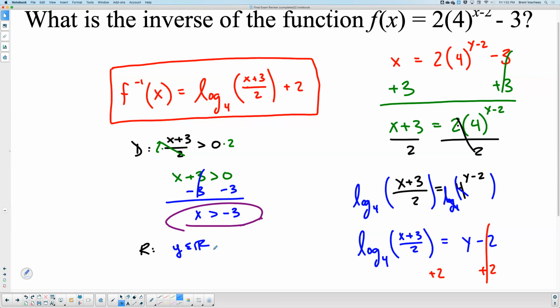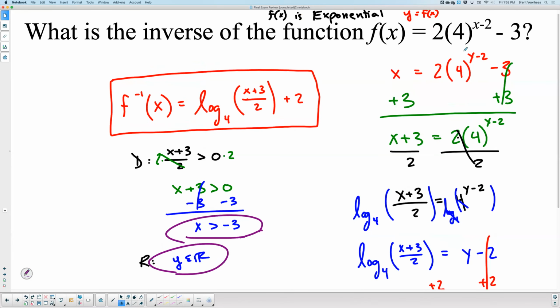All reals. Okay, could you at this stage, without doing any more math work, state with confidence what the domain and range is of the exponential up here? Yeah, we could. What's the domain of the original function? All real numbers. We just switch x and y. It'd be all reals. Since this one's range is all reals, the original function's domain is all reals. What would the original function's range be? Y is greater than negative 3.